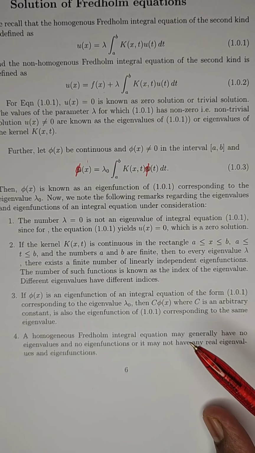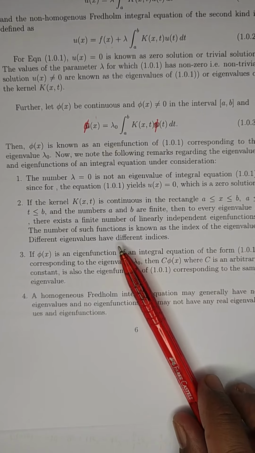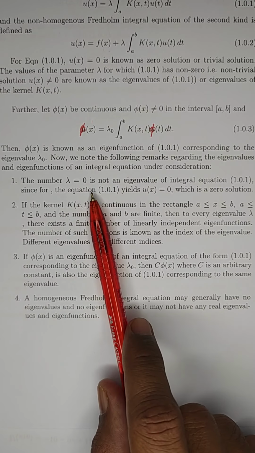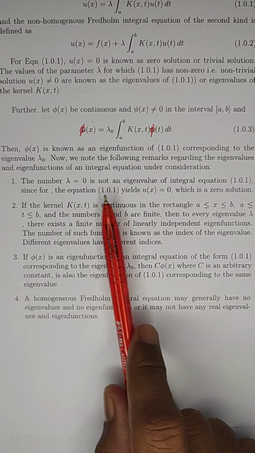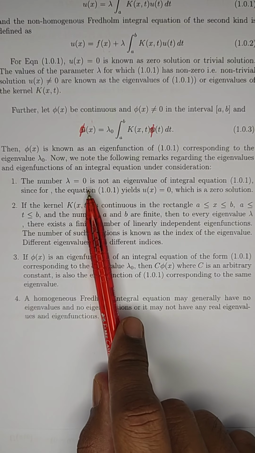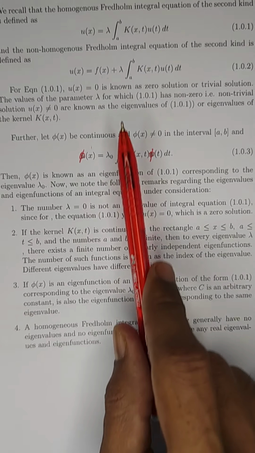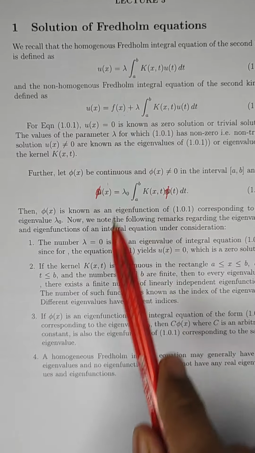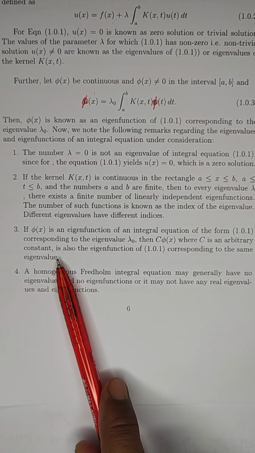Now we note the following. If lambda is 0, then lambda 0 is not an eigenvalue, because when lambda is 0, definitely it will give us the trivial solution to our equation. So this is not an eigenvalue.